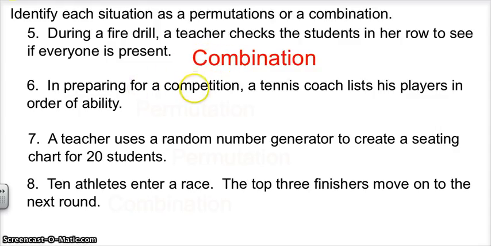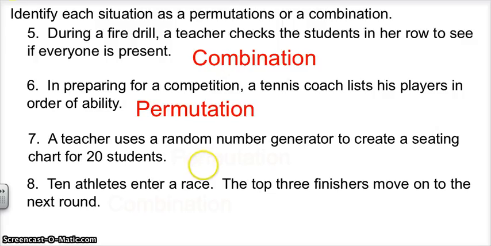Then, in preparing for a competition, a tennis coach lists his players in order of ability. Well, if Mr. Litke is the best tennis player, he should be listed 1st and not 2nd because order is important. It even says in the problem, order, so this is a permutation.